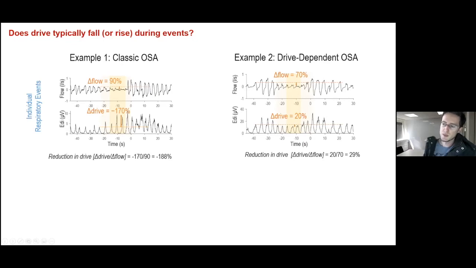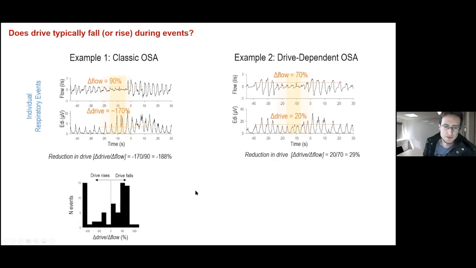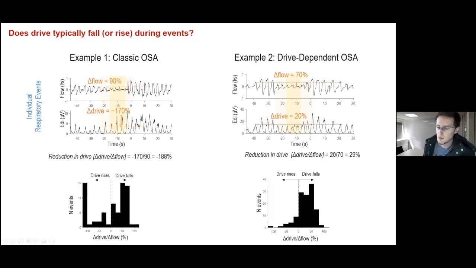fell by 30% of the drop in flow. If you're not worried about the number, you can just say, was it a positive number, which means drive fell, and a negative number, which means drive went up, right? And so in these two patients, I've got a pretty interesting looking histogram of events in this person where there was a few drive falls, but also a lot of drive increases. In this person, we've got a predominant drive falling behavior that matches their example trace here.